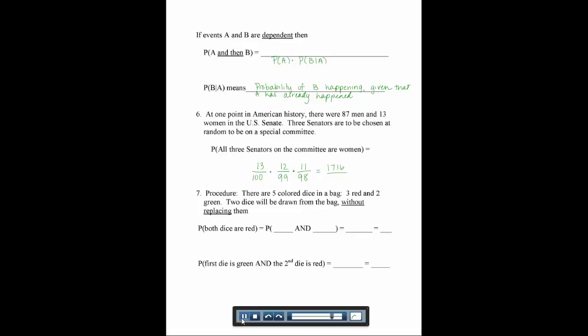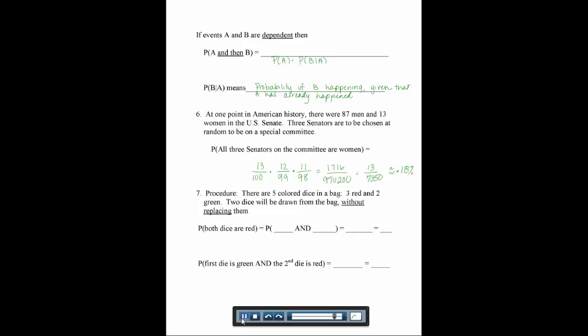So we get 1716 out of 970,200. And we can reduce this to 13 out of 7,350. Okay, and so this would be approximately 0.18%. So very, very small chance that all three would be women.